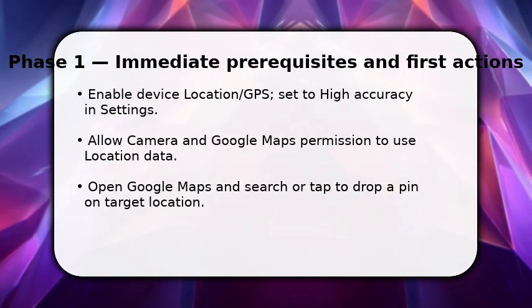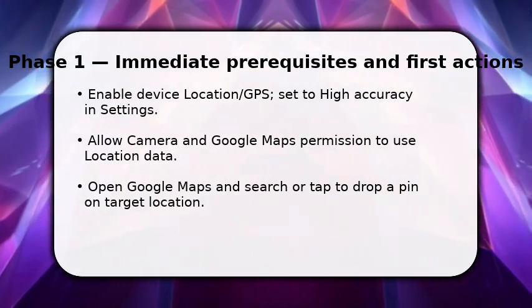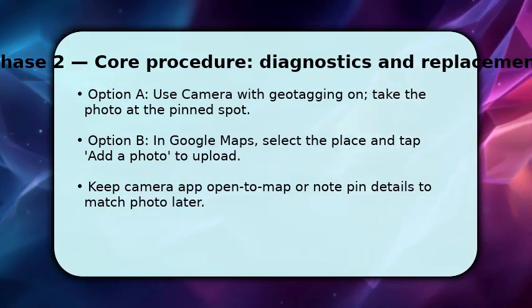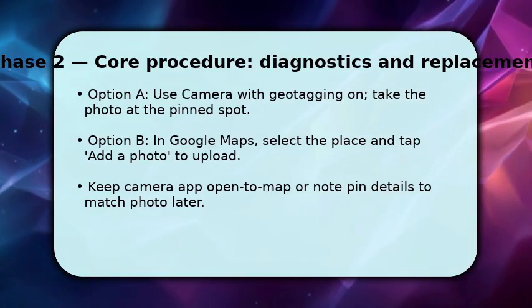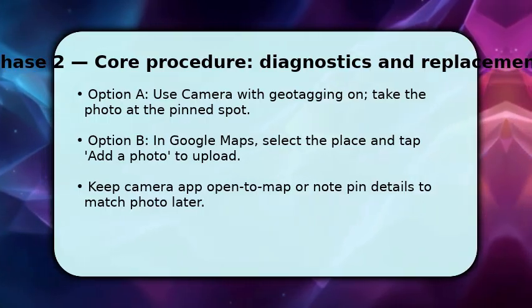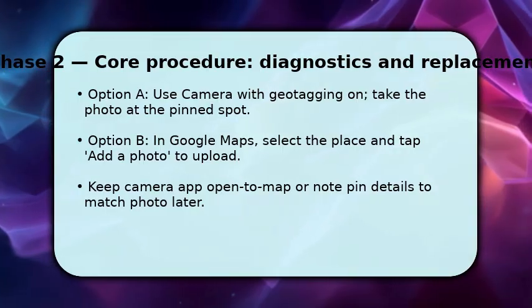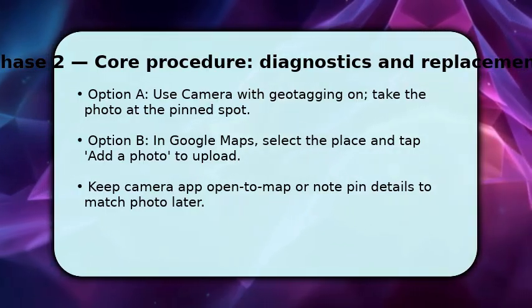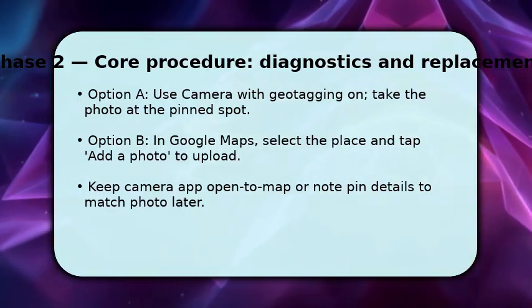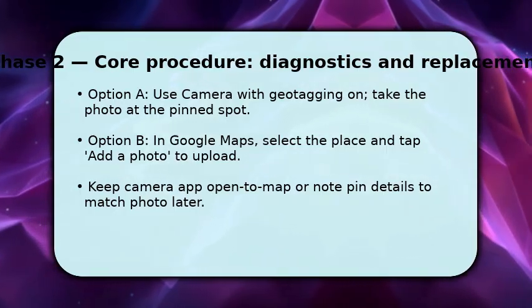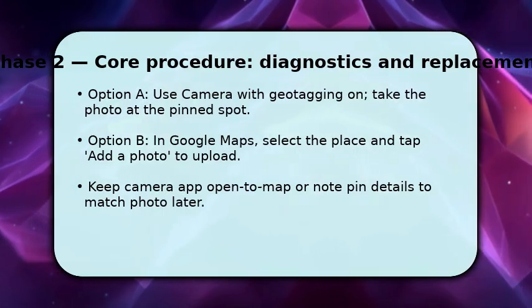Next, either take the picture with your camera app, confirm location/geotagging is active so the photo embeds GPS coordinates, or attach an existing image to the map. If you shoot now, position near the dropped pin, tap to focus, and capture. If uploading, open the Google Maps place, choose Add a Photo, and pick the file or use the camera prompt. Make sure the photo's timestamp and geotag match the pin. Otherwise, you can manually select the correct one.